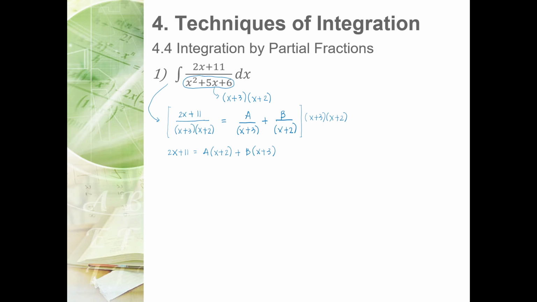Now you're going to solve your unknowns a and b. So we have two methods in solving your unknowns. That would be one, elimination. So let me try elimination first. Elimination. The second one would be equating coefficients.